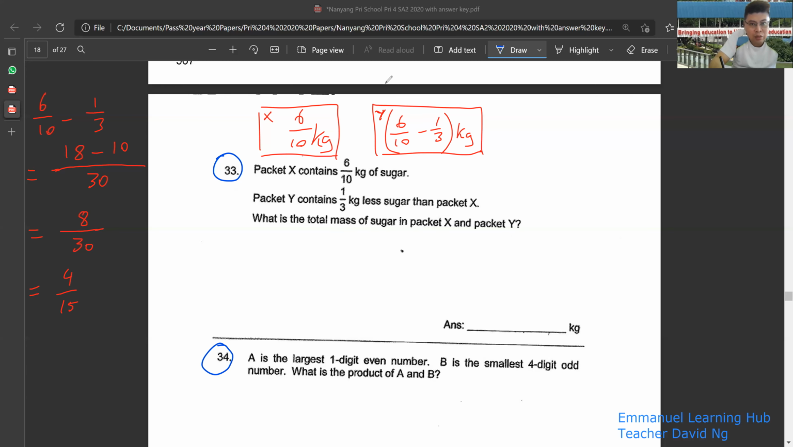Total mass will be in kg. What must you do to find total mass? Straightforward. I did list out what's the amount of sugar in each packet already. Can you tell me what must you do to find total mass?